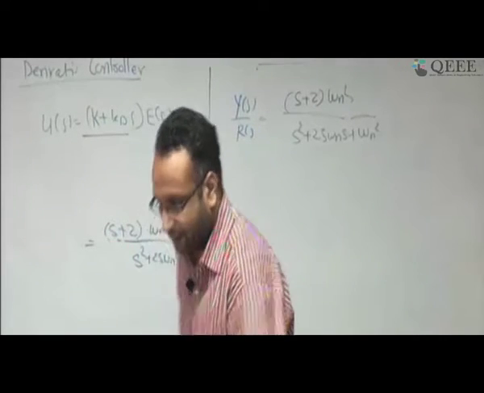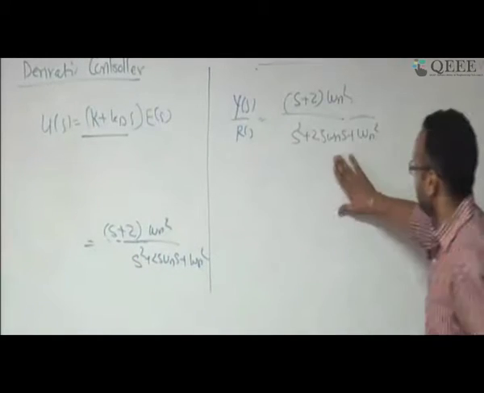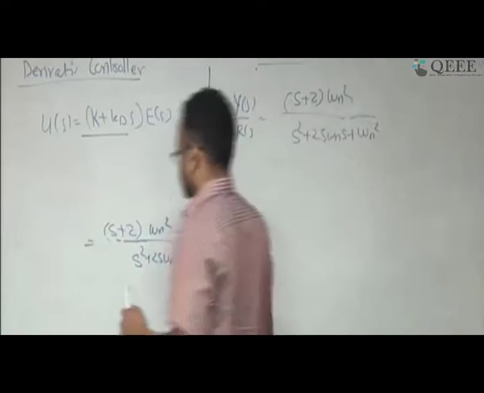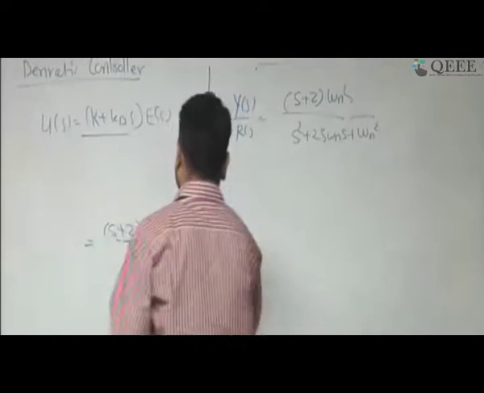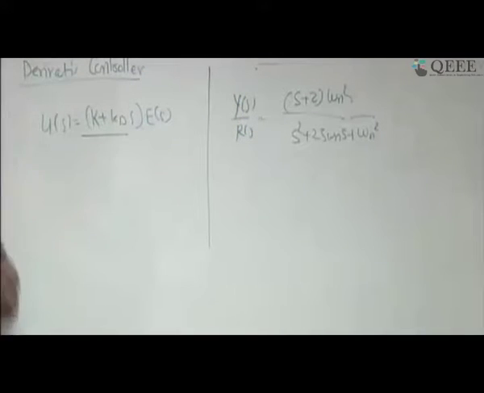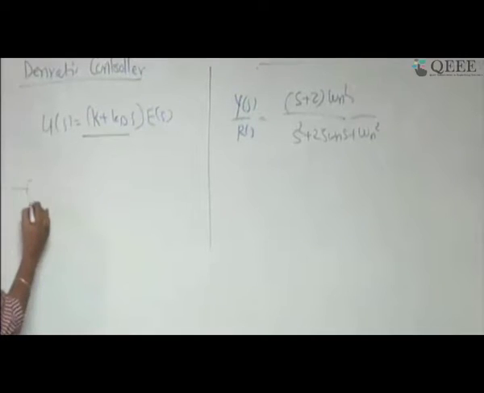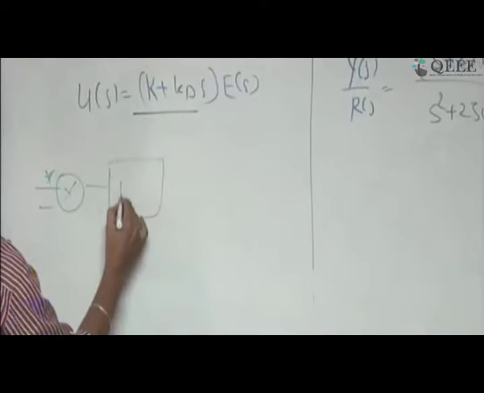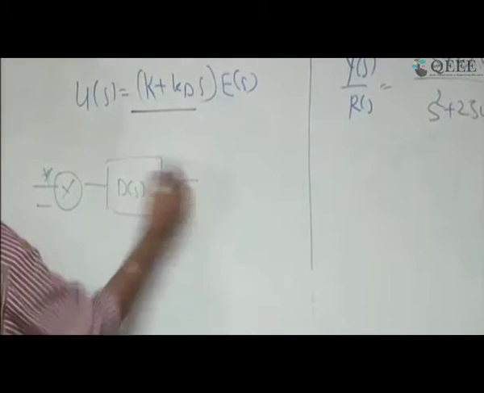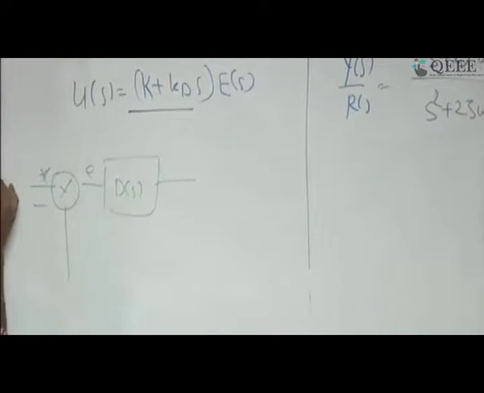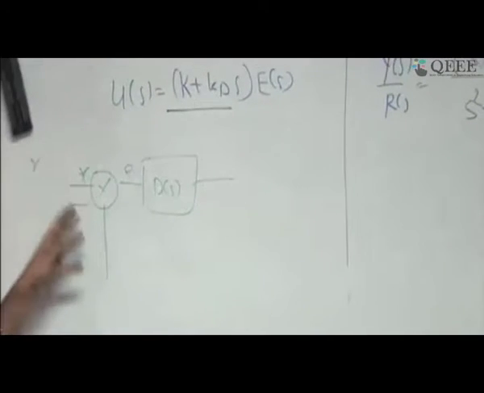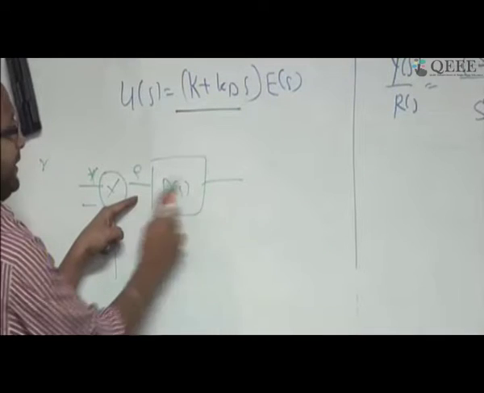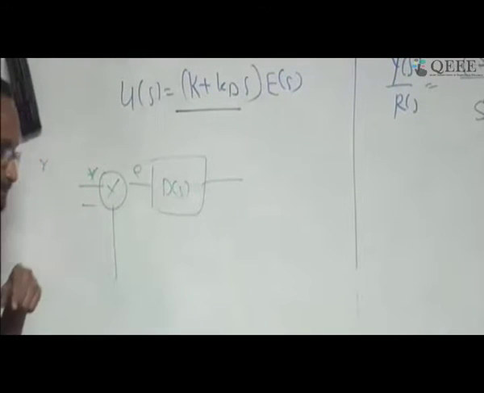I wanted to explain one more part. I just missed it. I will come back to this part, that derivative controller. I'm sorry, I just missed that part. I thought I'd cover it. So if you remember, this is my D(s), correct, and this is my error signal, and this is my input signal. I'm not drawing the entire thing. I'm just drawing, this is my reference signal, this is the feedback path, the error is coming, and this is the controller.